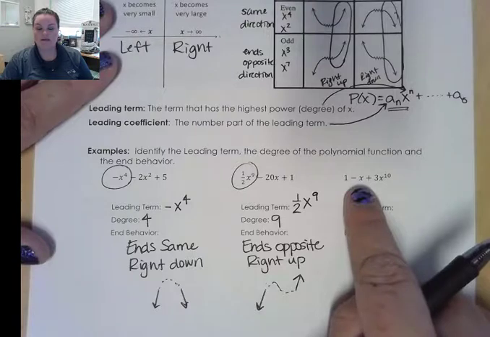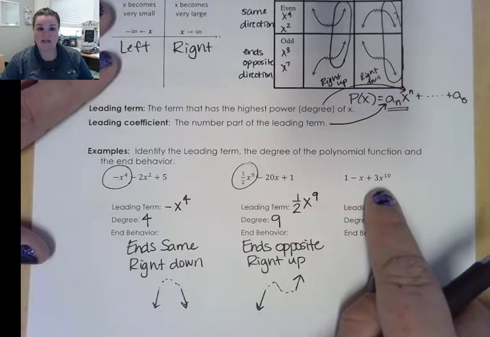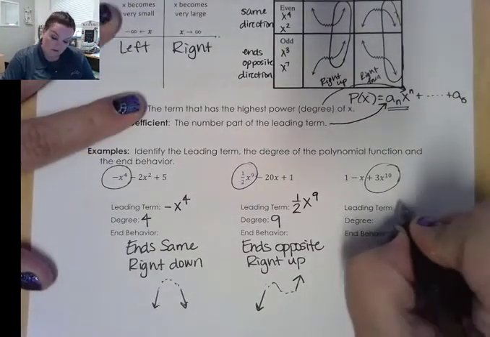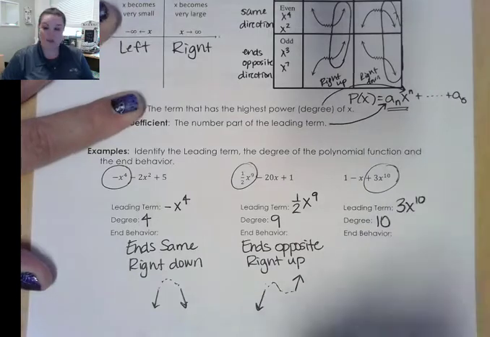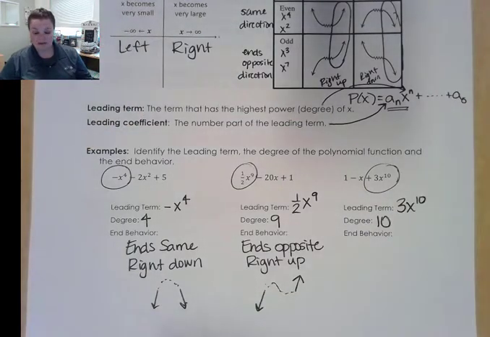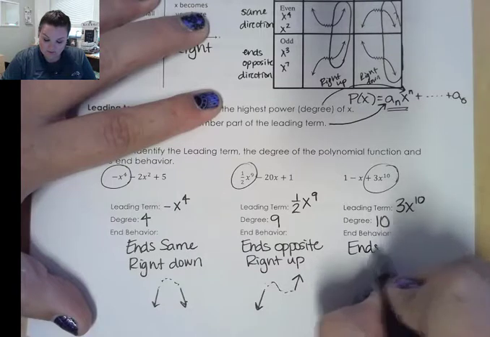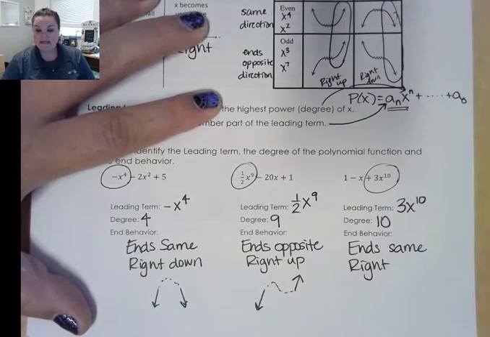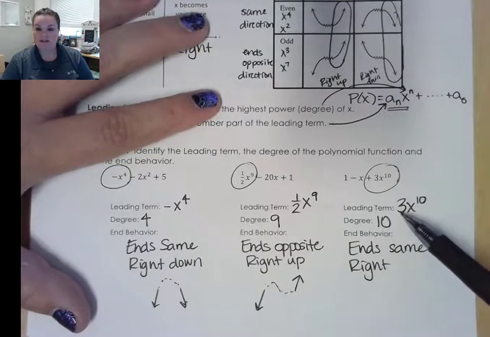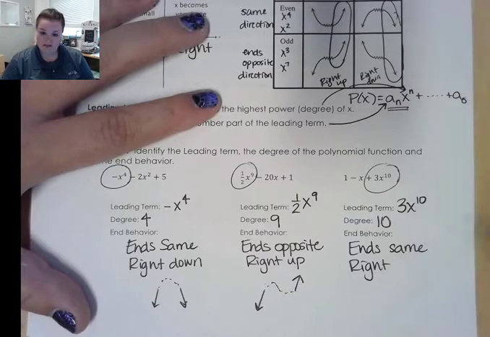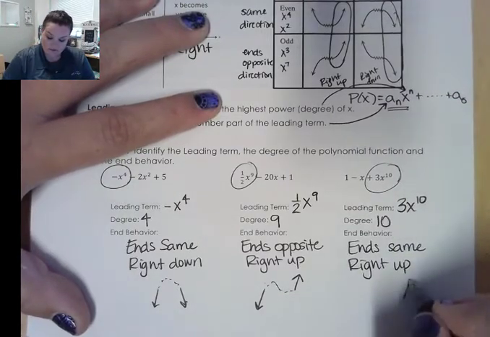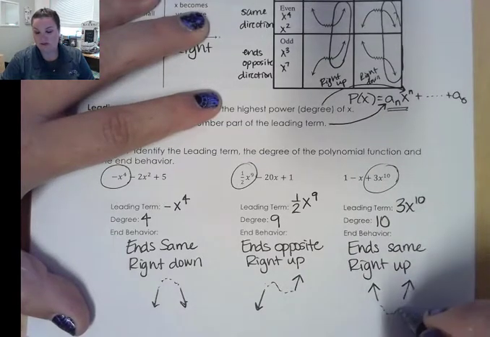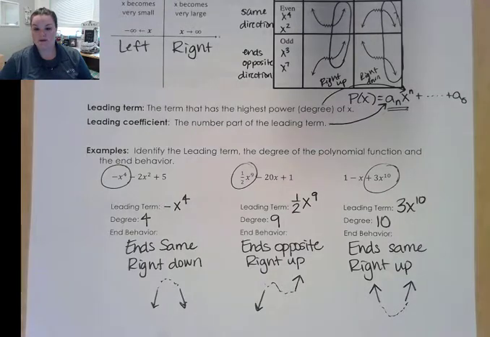We have 1 minus negative x plus 3x to the 10th. So the highest power of x in this case is that last term, 3x to the 10th. So this is a degree 10 polynomial, which is even. So we know that our ends are going to be going the same direction. And then we have to determine what the right side's doing based on that leading coefficient. Our leading coefficient in this case is positive. So that means that the right side is going up. Right side's going up and the ends are going the same direction means that the left side is also going up. We don't really know what's happening in the middle.